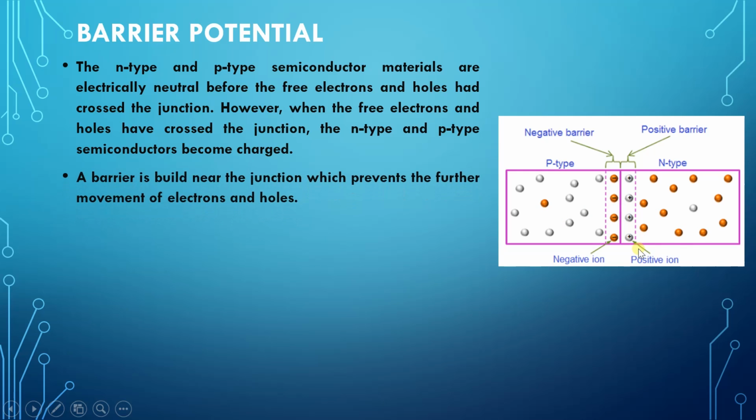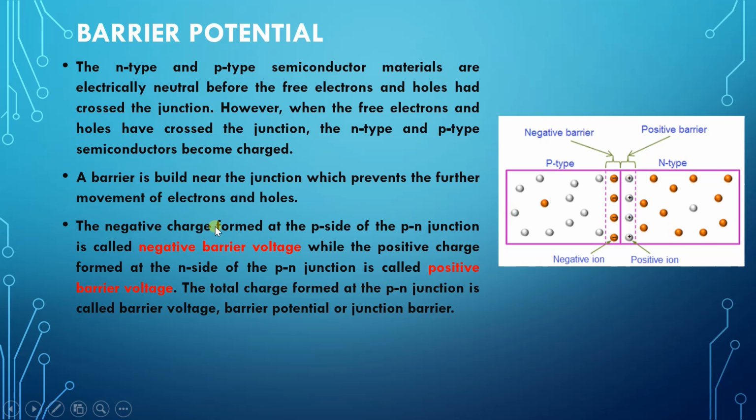A barrier is built near the junction which prevents the further movement of electrons and holes. This is called barrier or the depletion layer, which prevents the further movement of electrons and holes from both the sides. The negative charge formed at the P side of the PN junction is called negative barrier voltage. This is called negative barrier, and the positive charge formed at the N side of the PN junction is called positive barrier voltage, and this is called positive barrier voltage.